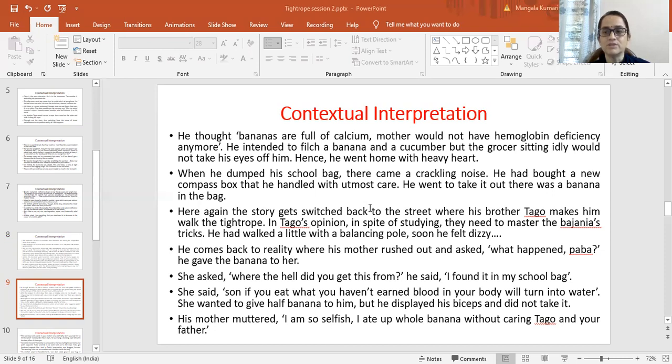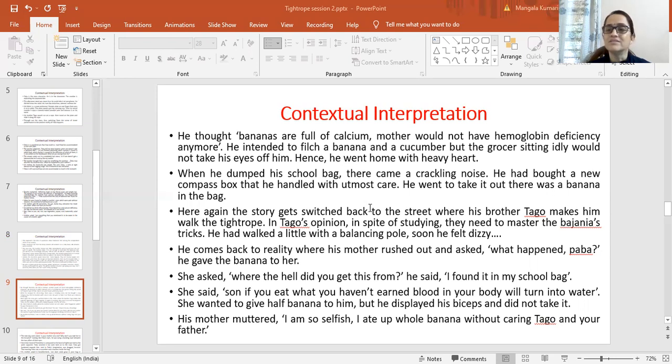Their family profession it is. That is why, in spite of studying, you need to know the tricks of tightrope. That is Tago's opinion. He had walked a little with a balancing pole, and soon he felt dizzy. Paba felt soon dizzy, and he came crashing down into the arms of his mother. Mother caught hold of him.